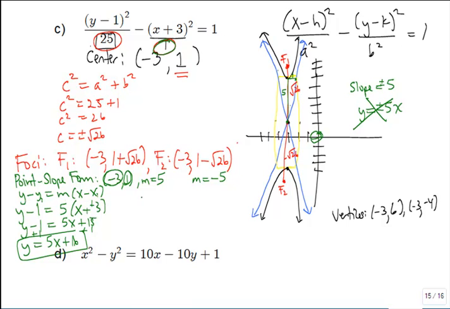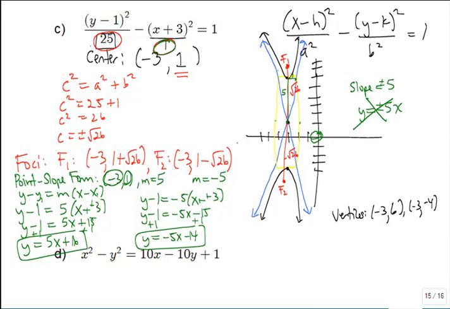slope m. So y minus 1 equals -5, parentheses, x minus a -3, which becomes +3. And that gives me y minus 1 equals -5x minus 15. And when I add 1, we get y equals -5x minus 14. So those are my two asymptotes.